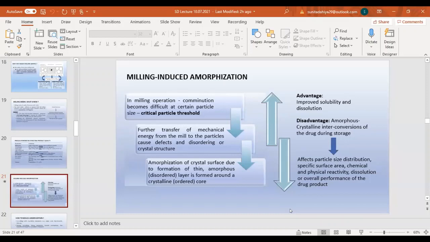So once the critical particle threshold is reached, and you still go on running the mill, that means you are transferring the mechanical energy from the mill to the particles. This additional mechanical force will cause defects and disordering of the crystal structure. And it may give an amorphous layer surrounding the crystalline core of the particle. And we want to reduce that because we don't want the crystalline to amorphous conversion.